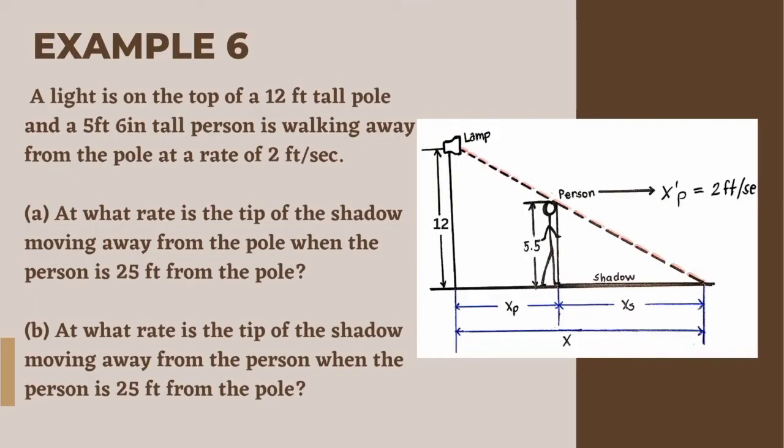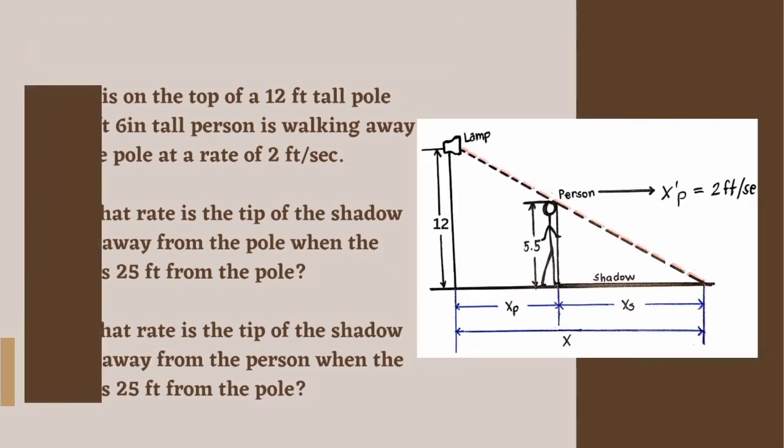Next, we're going to solve for problem number 6. A light is on the top of a 12 feet tall pole and a 5 feet 6 inches tall person is walking away from the pole at a rate of 2 feet per second. Question A. At what rate is the tip of the shadow moving away from the pole when the person is 25 feet from the pole? Question B. At what rate is the tip of the shadow moving away from the person when the person is 25 feet from the pole?